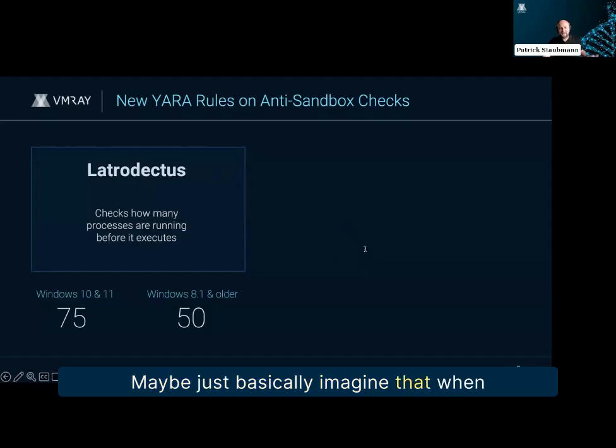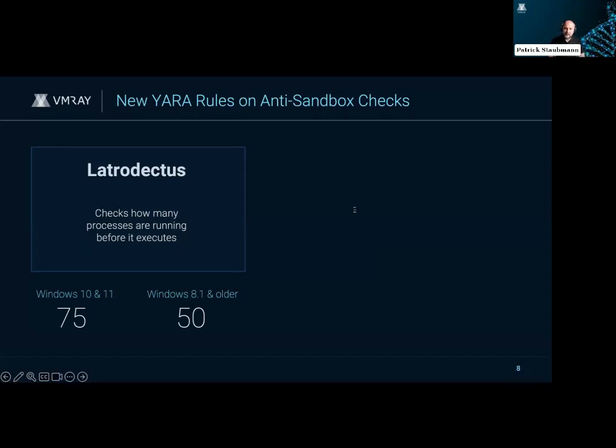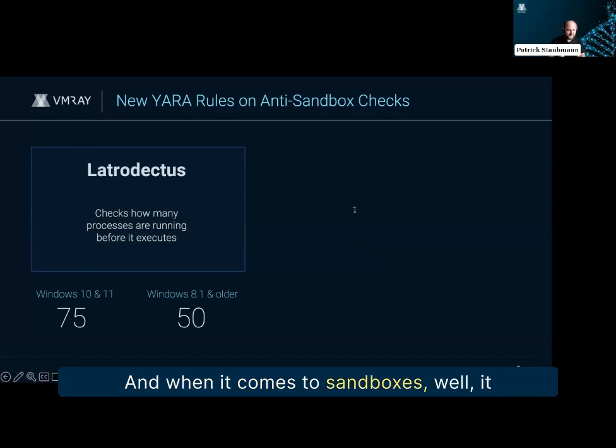Just imagine that when you have a real user system, or a system that is actually used by a real world user, then you usually have a couple of different applications open, right? You have Chrome, you maybe have your mail client, you have Word, Excel, whatever you do, some applications running here and there. And then, of course, all of them need some processes that are running in the background. And when it comes to sandboxes, well, it always depends on how they're being built and prepared and how much effort you put into making them resistant against evasion techniques.